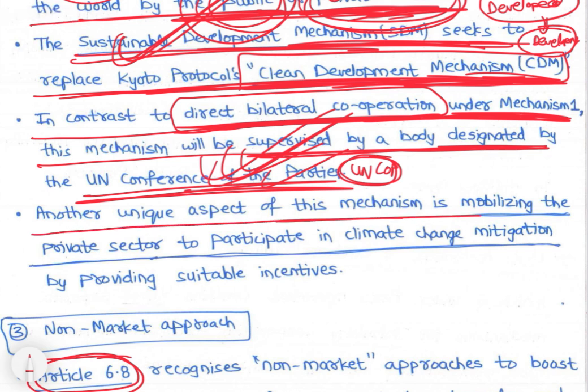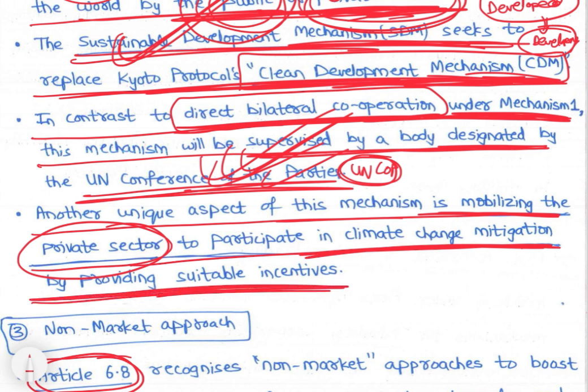Another unique aspect of this mechanism is mobilizing the private sector to participate in climate change mitigation by providing suitable incentives. So another is that the private sector को भी participate किया, right? Private sector भी trade कर सकती है, nations भी trade कर सकता है, any organization they can trade, right? So that is the thing.